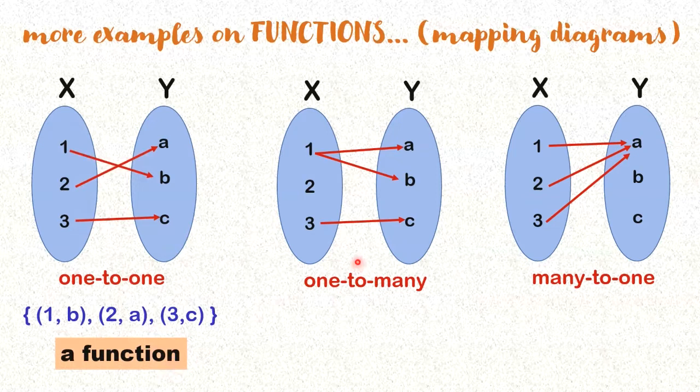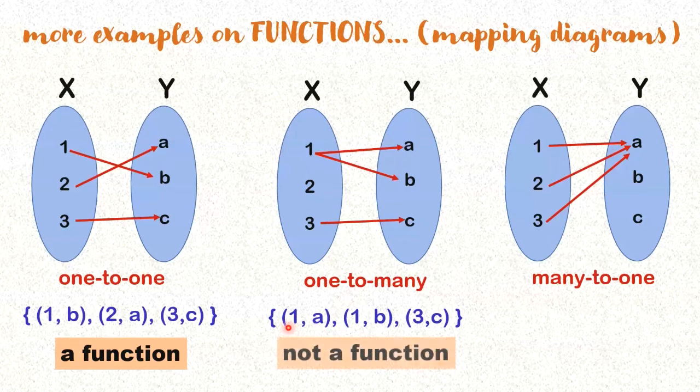Okay? What about here? Okay? You try to list down all the ordered pairs. Like this. And what do you notice? May naulit na first component. Yeah? So definitely, this one does not represent a function.